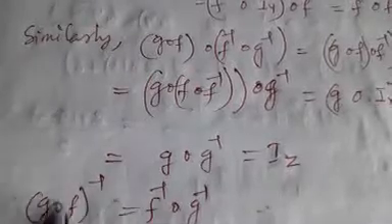So it becomes f inverse of f, that is the identity of X. Similarly, (g o f) of (f inverse of g inverse) is equal to g of (f of f inverse) of g inverse. Now take the associative law: f of f inverse comes to identity of Y. So g of identity of Y of g inverse is equal to identity of Z. So (g o f) inverse is equal to f inverse of g inverse. That is the proof.